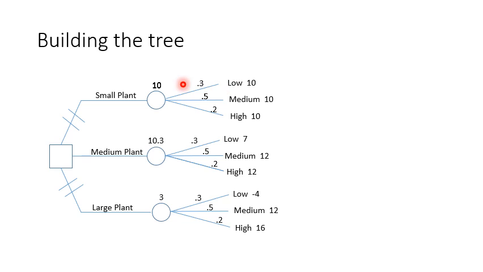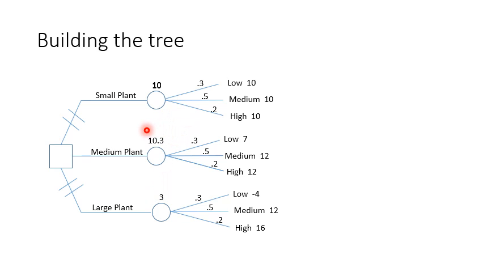What do we do? We calculate across the probabilities. 0.3 times 10, 0.5 times 10, 0.2 times 10, and we have a value of 10, obviously. Over here, we look at 7 times 0.3, 12 times 0.5, plus 12 times 0.2. We have a value of 10.3. And lastly, over here, we have the large plant where we have -4 times 0.3, plus 12 times 0.5, plus 16 times 0.2, and we have a payoff of 3. So these are the EMVs, the exact same thing we had on the payoff table.